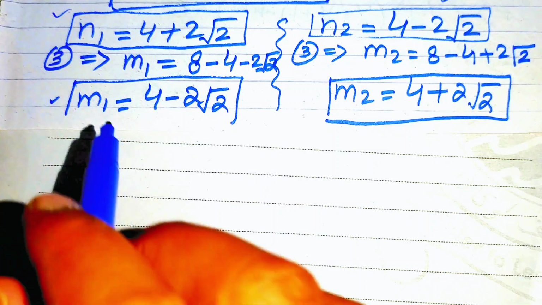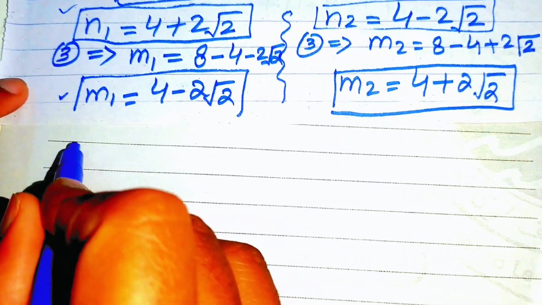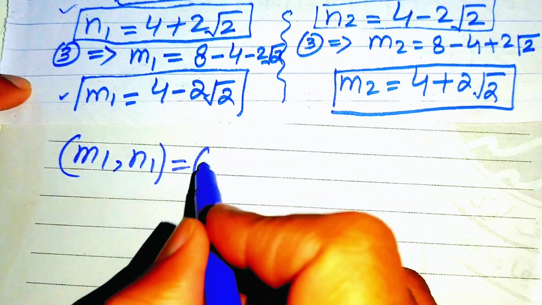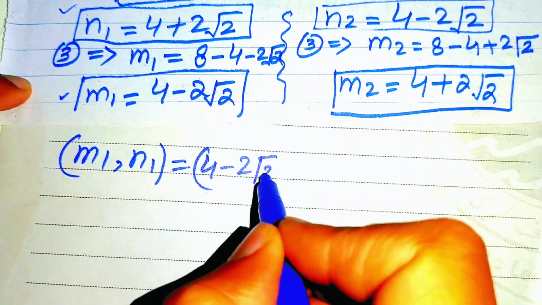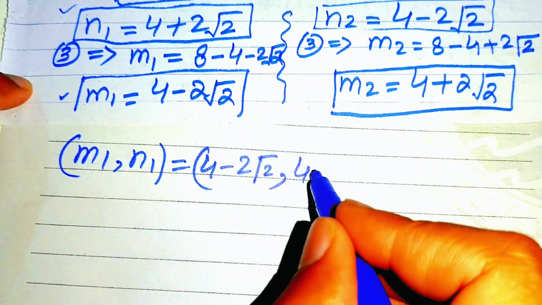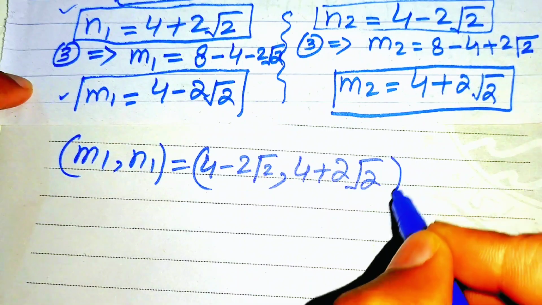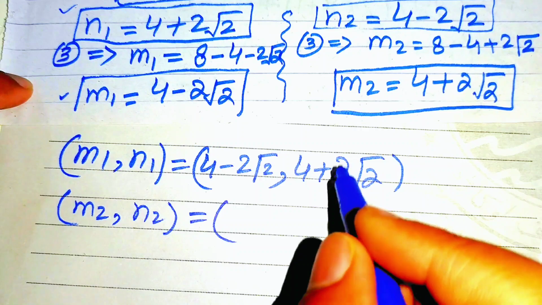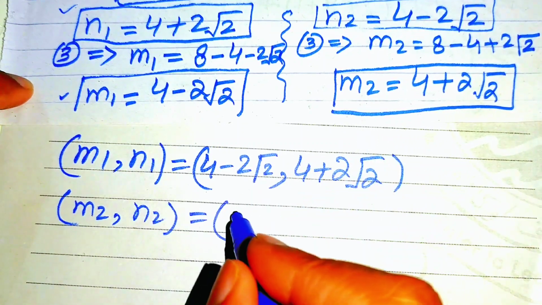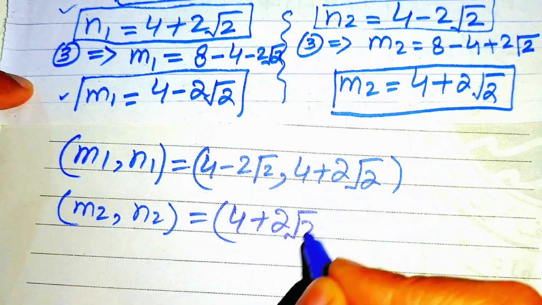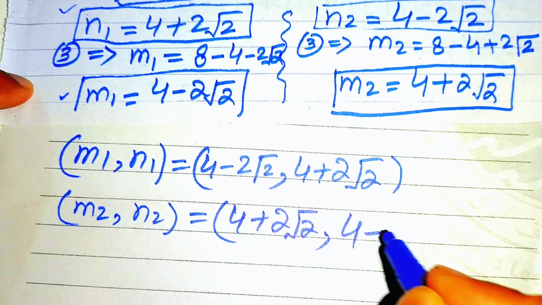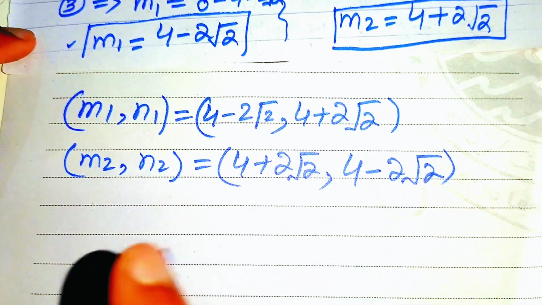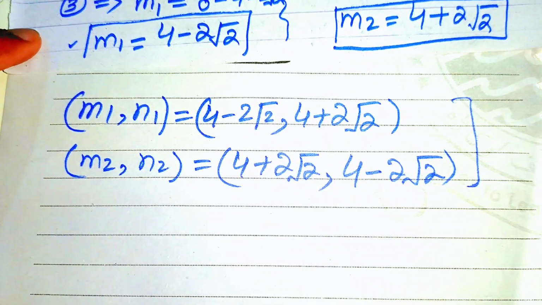So here we have two values of m and n. The first solution is m1 and n1, where m1 is 4 minus 2 times the square root of 2, and n1 is 4 plus 2 times the square root of 2, and the second solution is m2 and n2, where m2 is 4 plus 2 times the square root of 2, and n2 equals 4 minus 2 times the square root of 2. So here you see that the values of these roots are similar to each other.